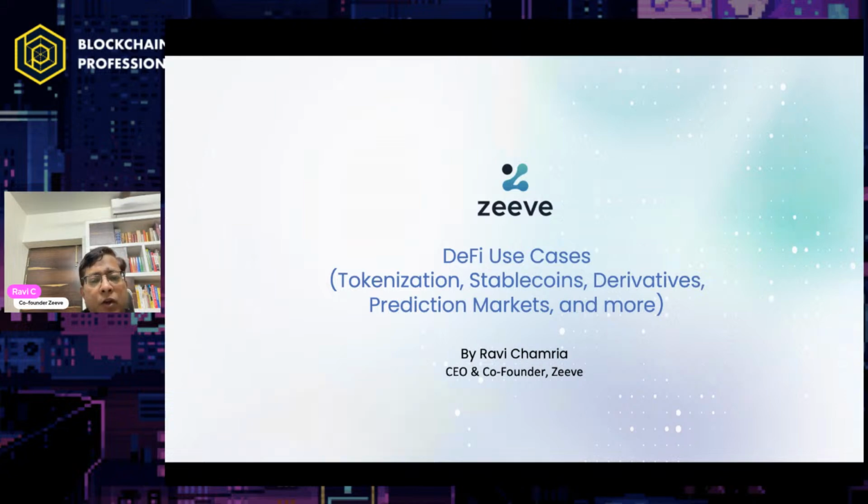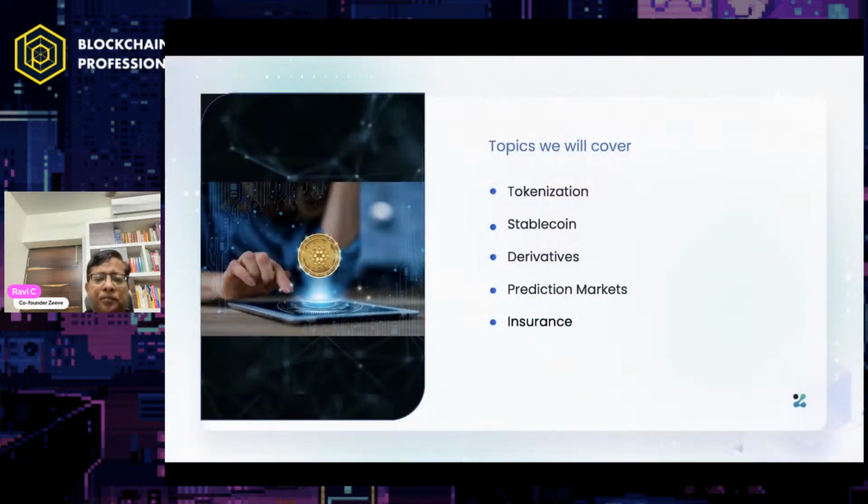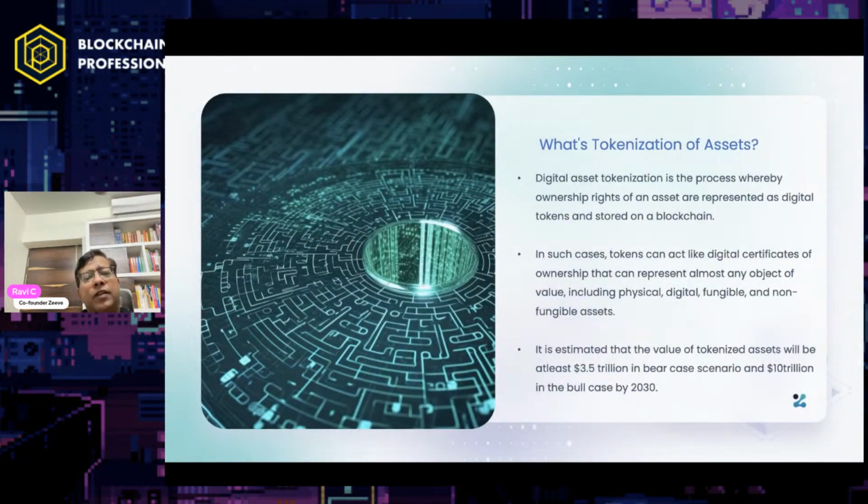So today, what we are going to cover are tokenization, with more focus on real world asset tokenization, stable coins, derivatives, prediction markets, and insurance. So first, let's start with tokenization.